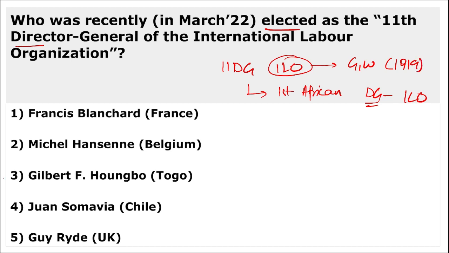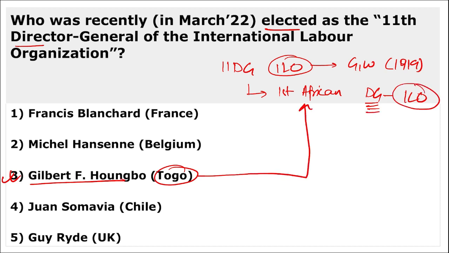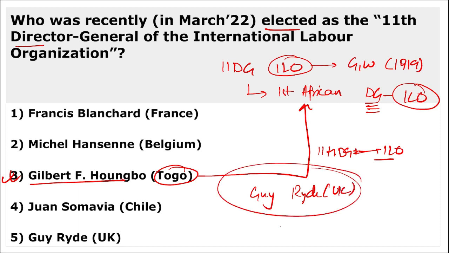So recently, Gilbert F. Houngbo of Togo has been appointed as the first African Director General of International Labour Organization, and he is currently the 11th Director General of International Labour Organization. Apart from this, who he will be replacing? He will be replacing Guy Ryder. He is of United Kingdom and his tenure ended in March 2022.